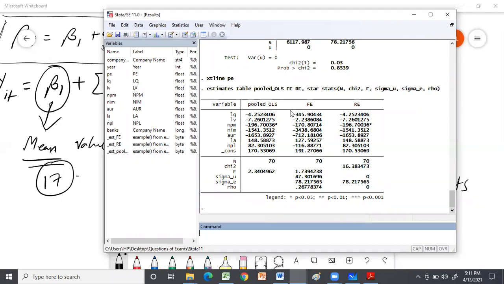So actually this command will put down all the estimated results you have calculated under each of the models in only one table. You combine all the results in one table. Do you understand this?